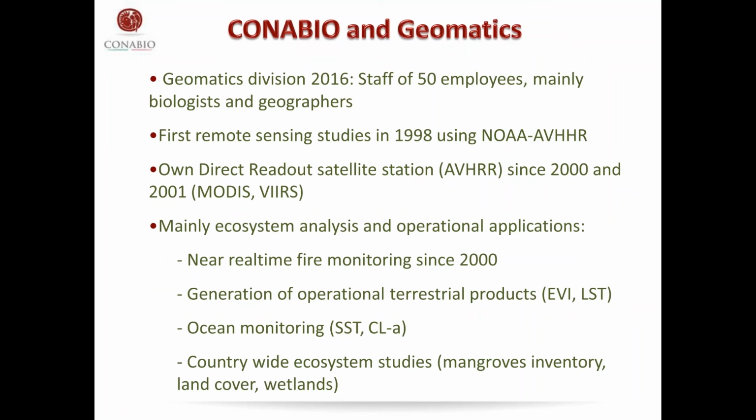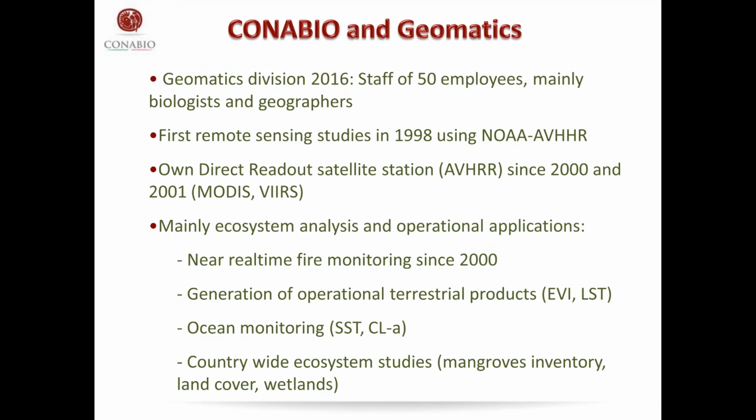Our geomatics division currently has around 50 employees, mainly biologists and geographers. We started all activities here using remote sensing data with our own NOAA AVHRR station in 1998. The AVHRR station was acquired in 2000, and after that, as it was quite successful, we were also using our own direct readout station for receiving MODIS and VIIRS, which has been running for almost 15 years.